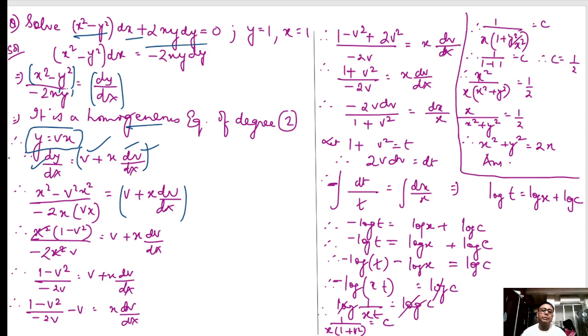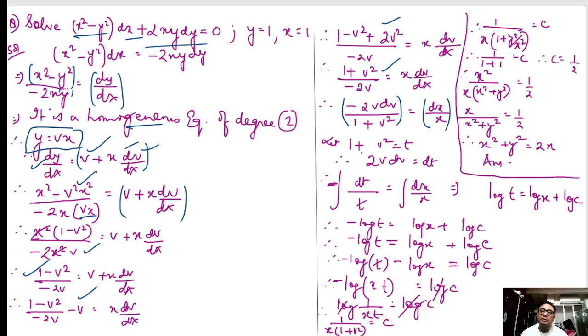And we have taken y equal to vx. So this becomes y square, x square minus y square becomes v square x square. It was 2xy, so this is the y. So x square is common. It cuts. It remains this, plus v goes on this side, minus v. It becomes this, and now we are separating all the v parts from the x parts and giving the integration sign.